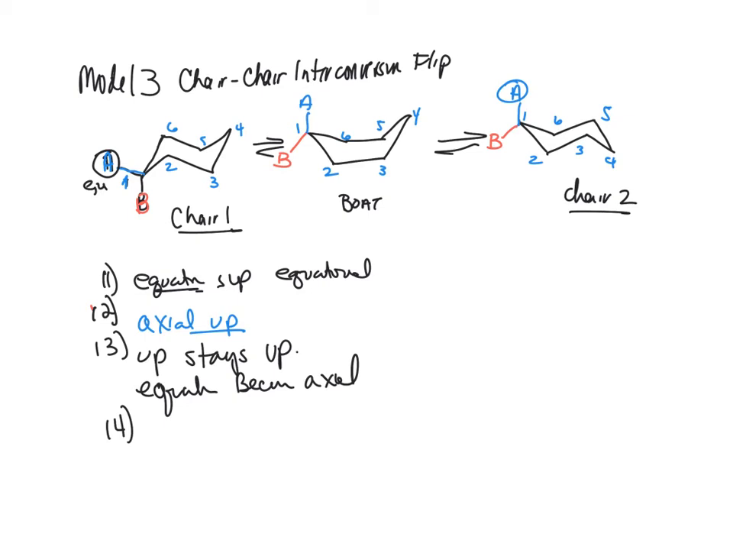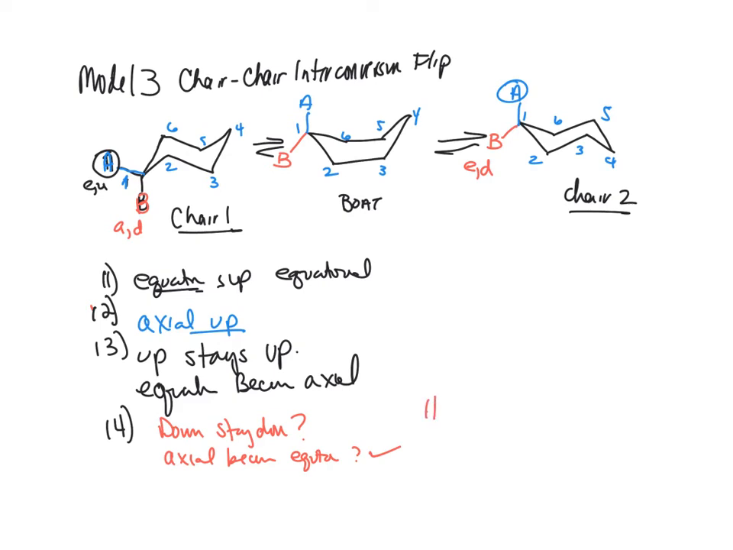Does the conclusion you derived in question 13 agree with the orientation? Well, what happened to B? B in chair 1 is axial down, and in chair 2 it is equatorial down. So did down stay down? Yes. And did axial become equatorial? Yes. Okay. Once your group reaches consensus on the above questions, predict whether there would be any energy difference between chair 1 and 2.